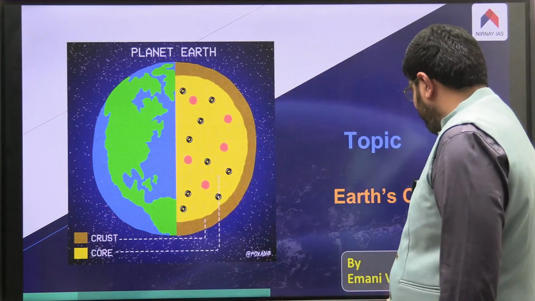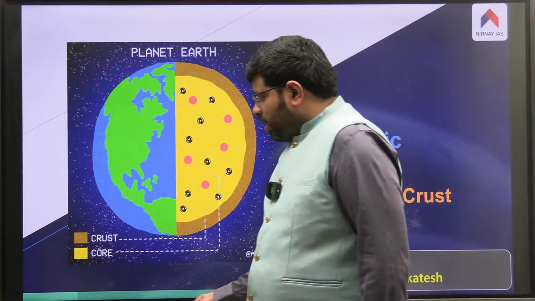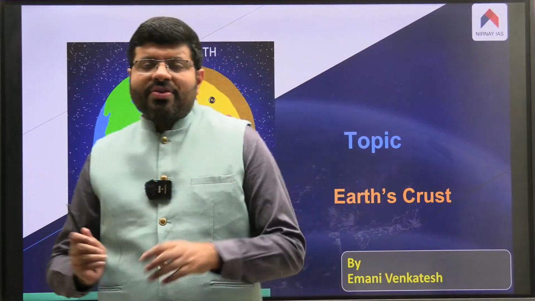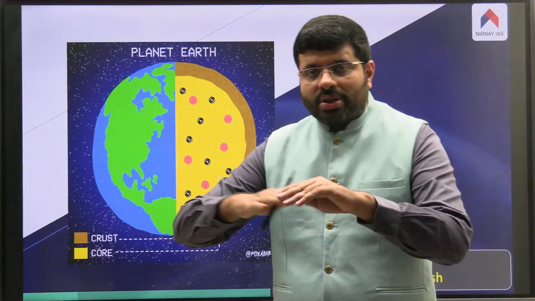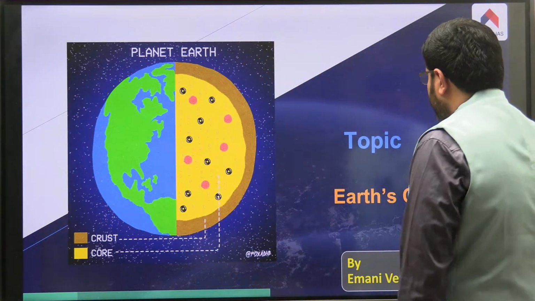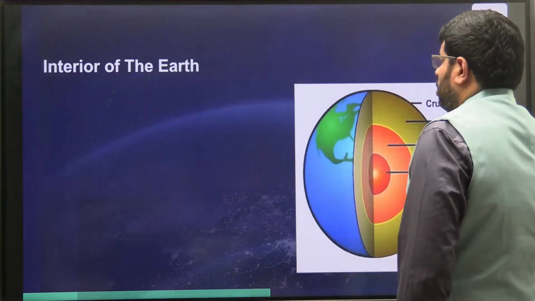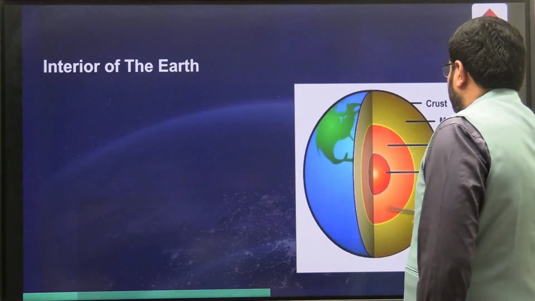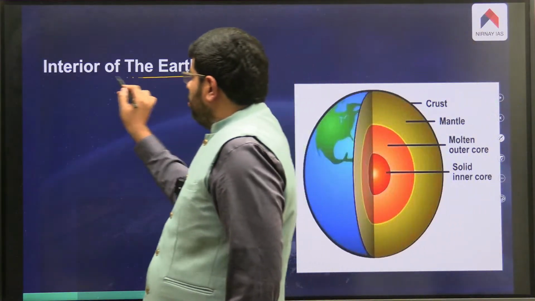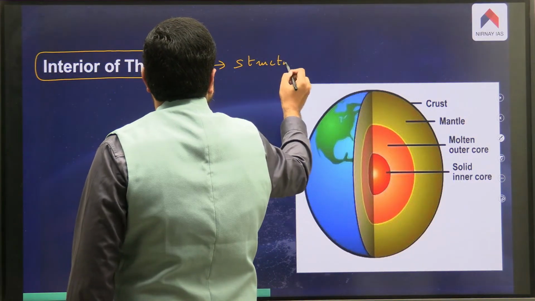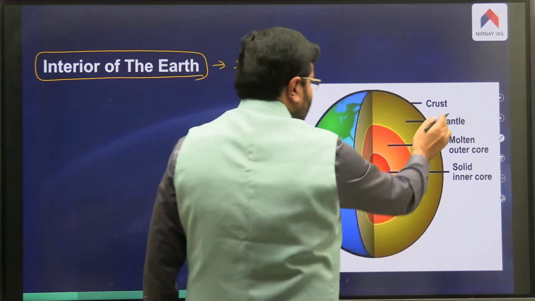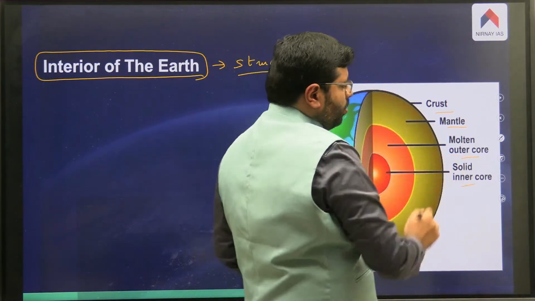Okay, fine. As we have discussed some of the basics about the Earth and all, now let us understand about the interior distribution. If you see the interior of the Earth, we all know that structurally it is very different. We have the crust, the mantle, the core and all.